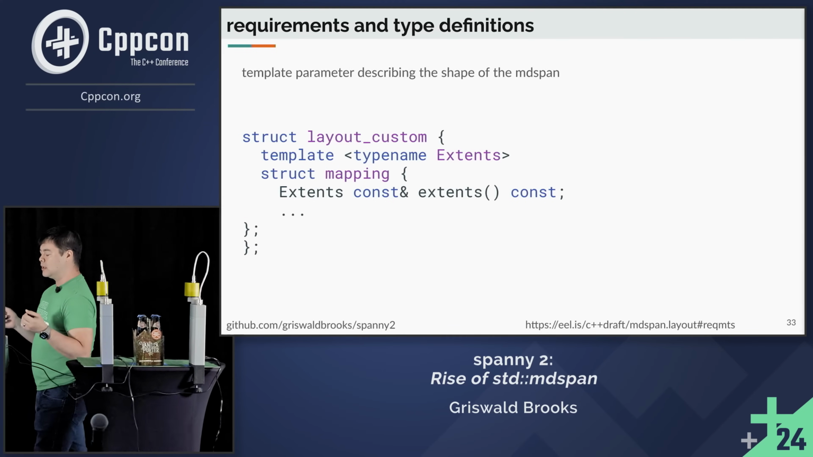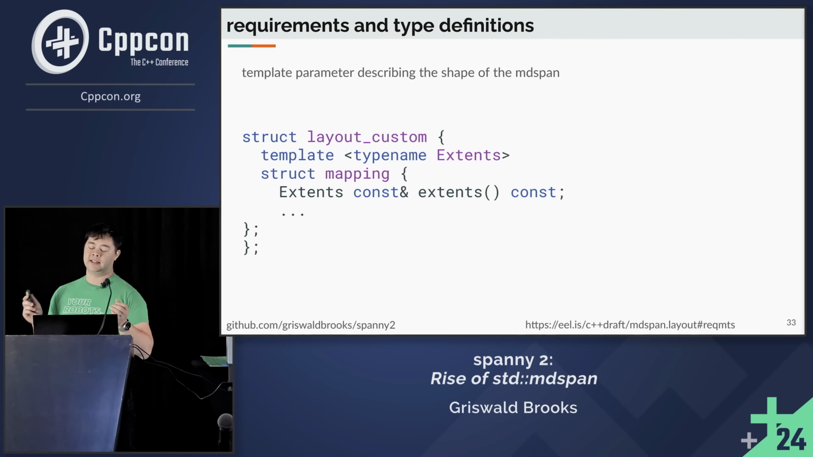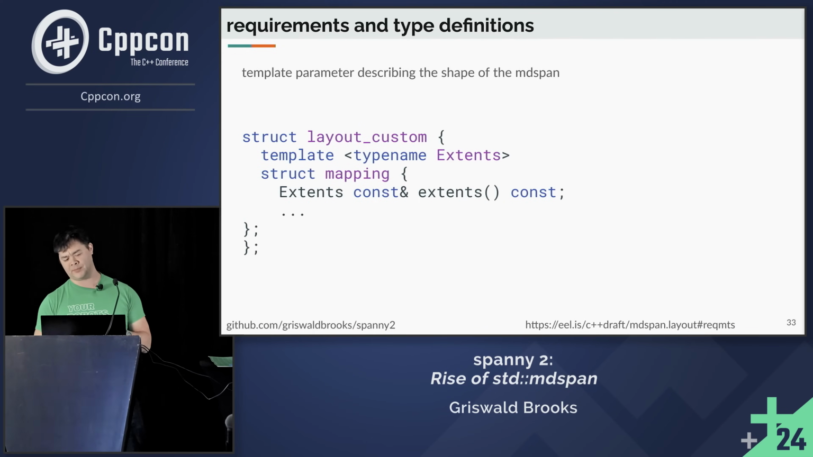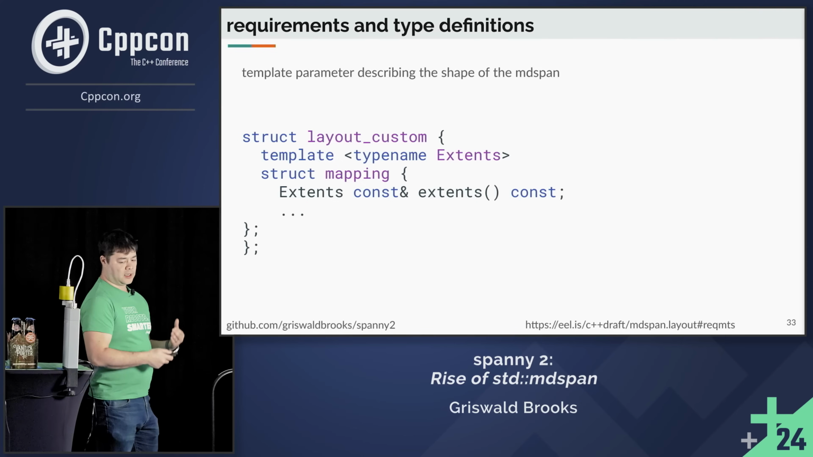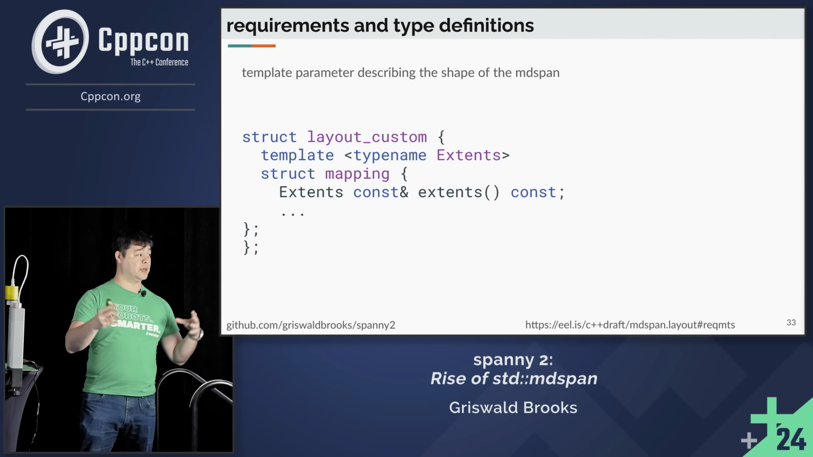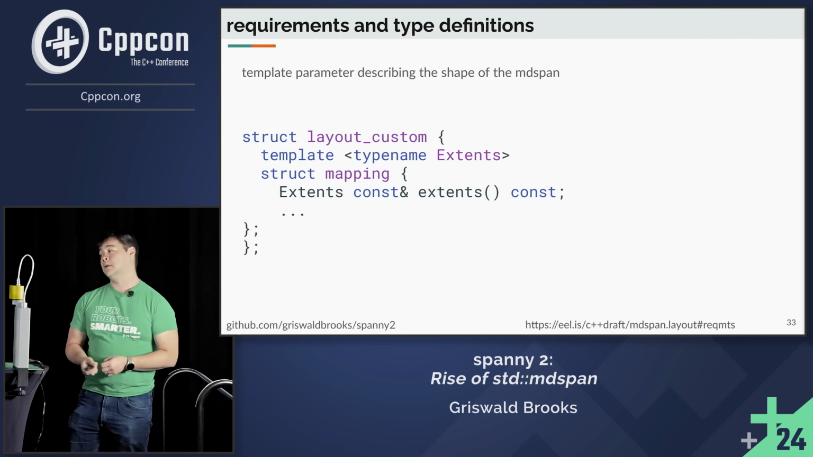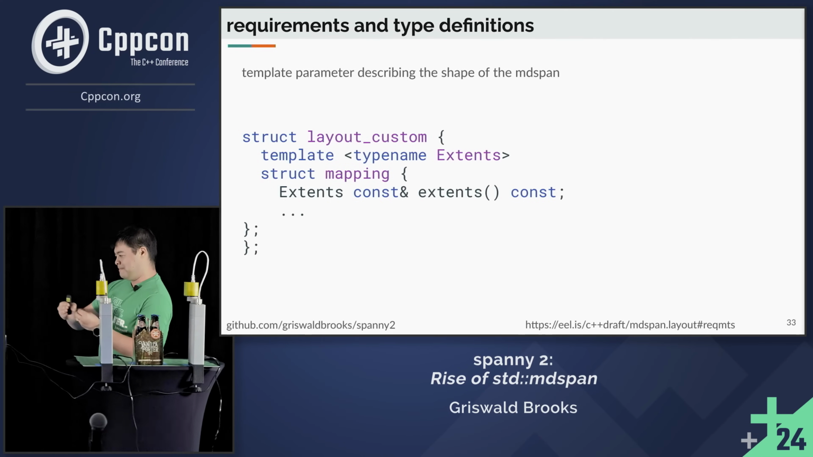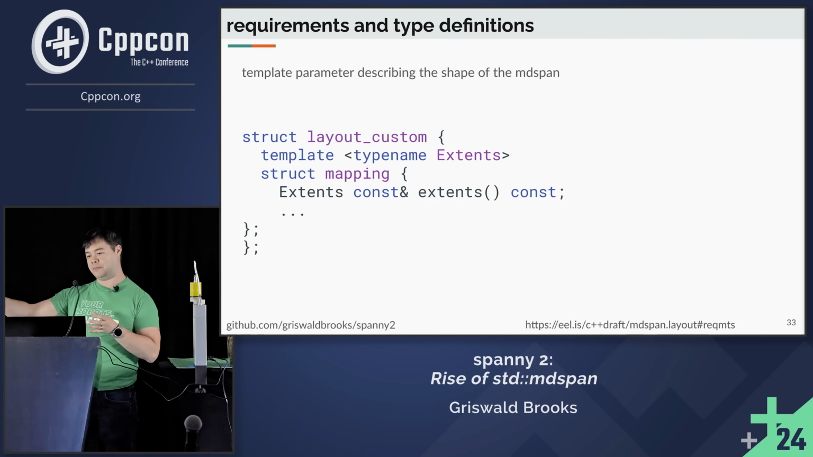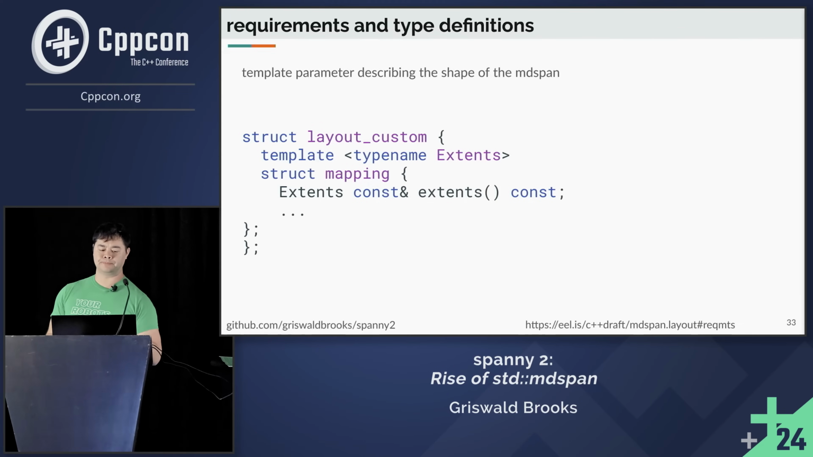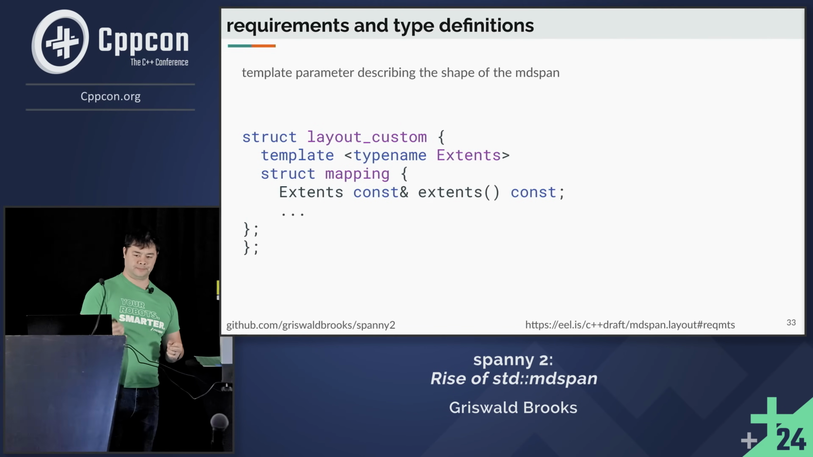And the mapping struct has to have a templated extents parameter. You don't have to use this for anything other than when you return a method called extents, telling you about the shape of your data, how wide, how long. Not how big your data is, just the shape. You have to have that template parameter.